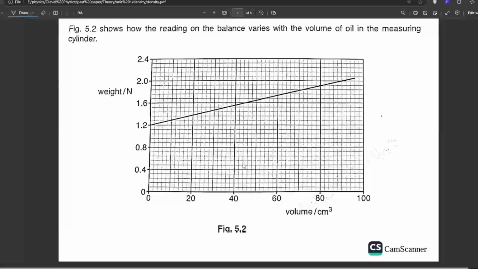If you see this graph, this is the graph of weight versus volume. If I calculate the gradient of this graph, I will get weight over volume. And if I break down weight, gradient is equal to mass into gravitational field strength divided by volume. Can you see this thing? This entire thing, mass over volume, will be equal to what? Density.